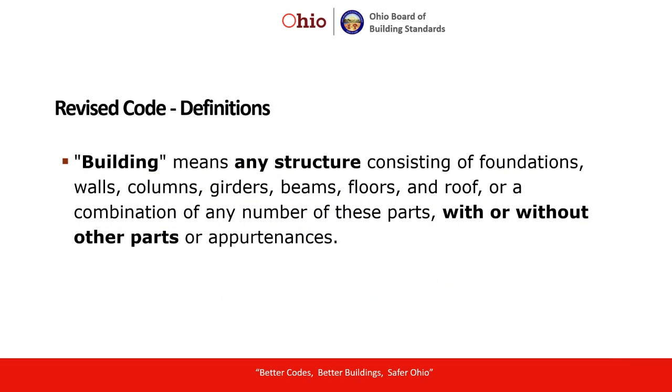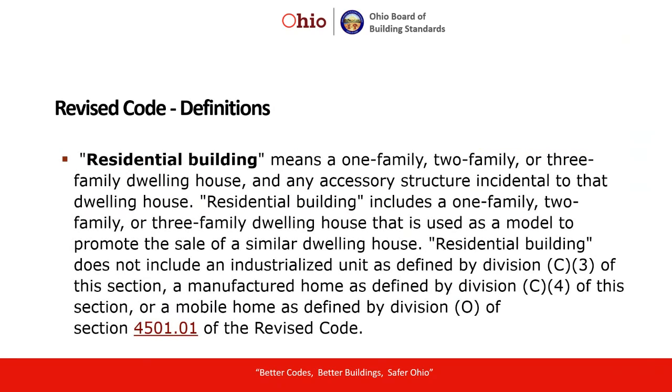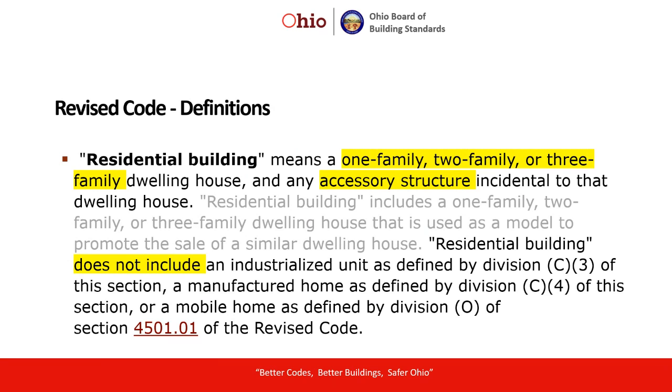So some definitions about building, which is primarily what the building codes are going to address. There's a very broad definition of buildings, that it's any structure that consists of any of those pieces and parts: foundations, walls, columns, girders, beams, floors, roofs, or any combination of these parts with or without the other parts. So that is the broad definition of a building. There's also a definition of a residential building, which is fairly simple. It has two basic parts. The first part is that it says what a residential building is, that it's a 1, 2, or 3 family dwelling house and any accessory structure incidental to that dwelling house. Those are going to be residential buildings.